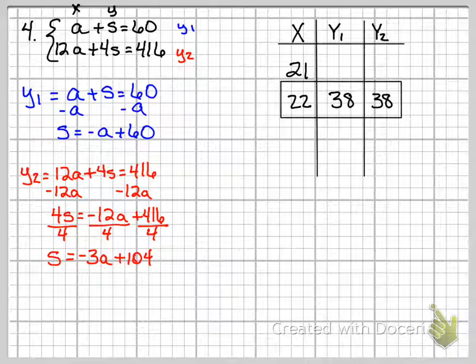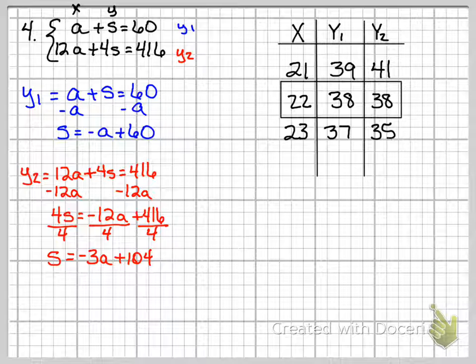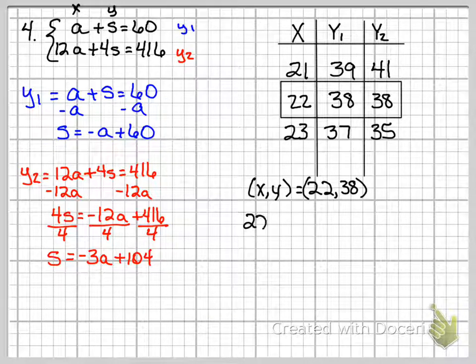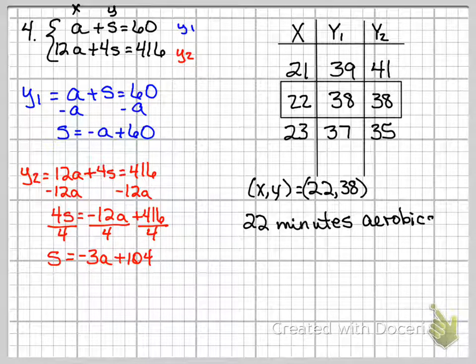To show my work, I'm going to fill in the numbers above my answer and the numbers below my answer. Okay, so XY is equal to 22:38, which means 22 minutes aerobics and 38 minutes of stretching.